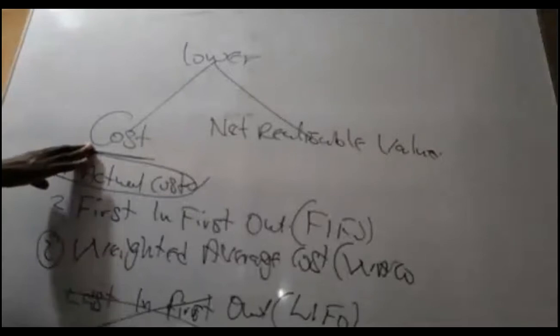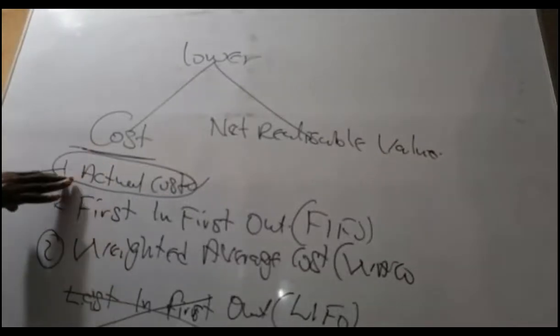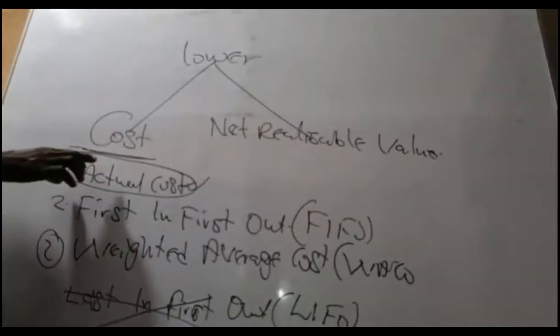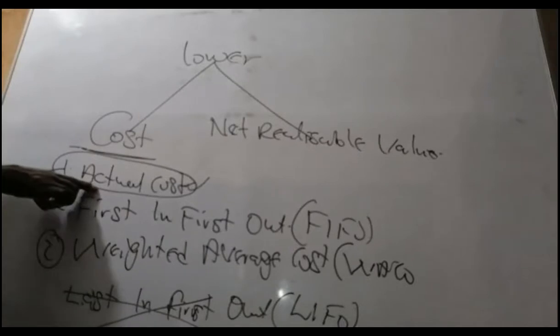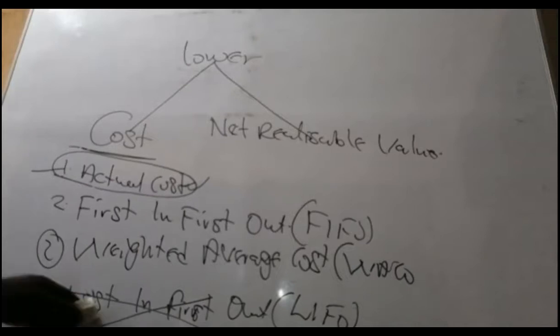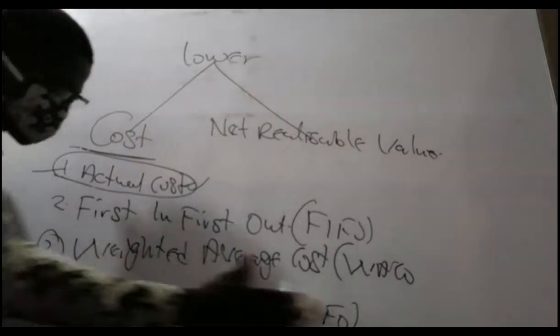So now we know the cost. The cost that we calculated under the initial measurement, they are the same, if you are going to use the actual cost method. So that is it. Now let's go to the NRV, net realizable value. Let us explain the NRV.